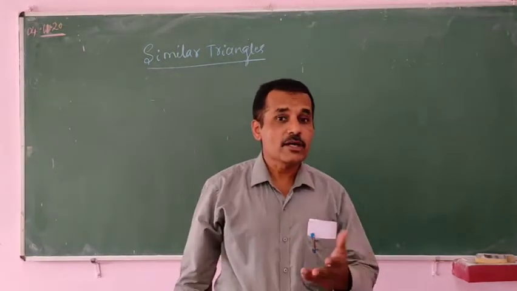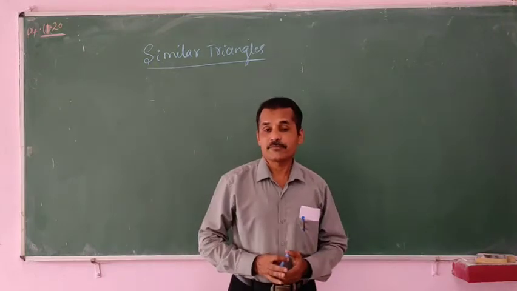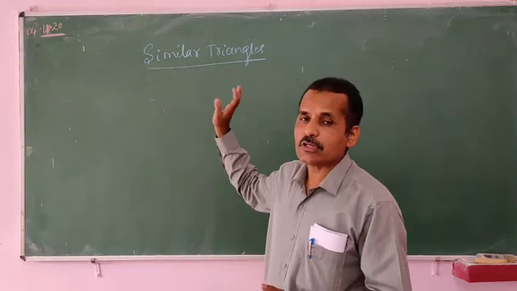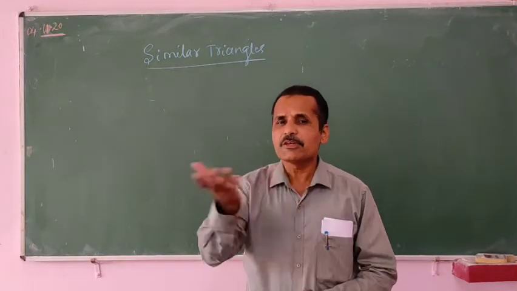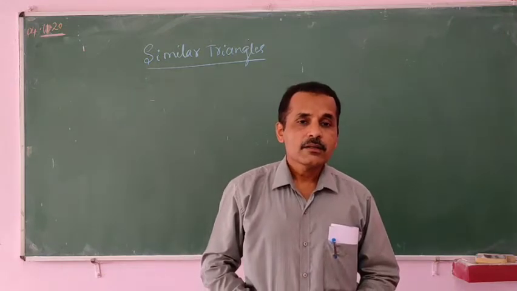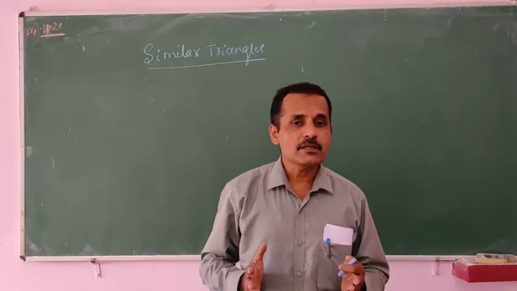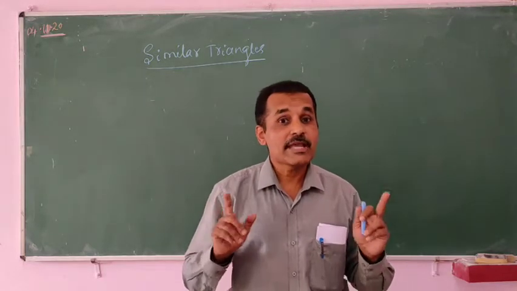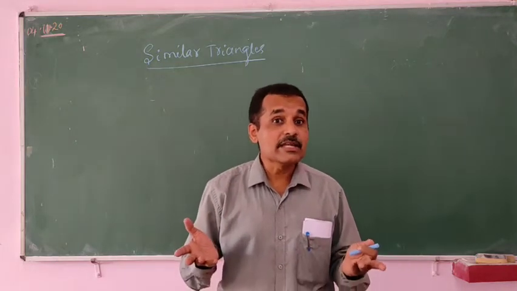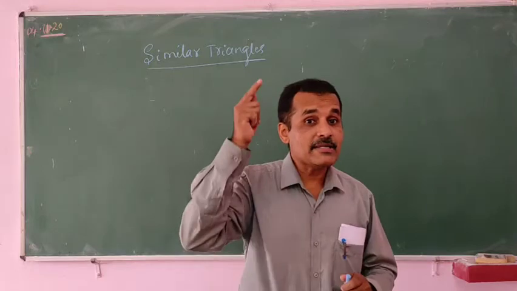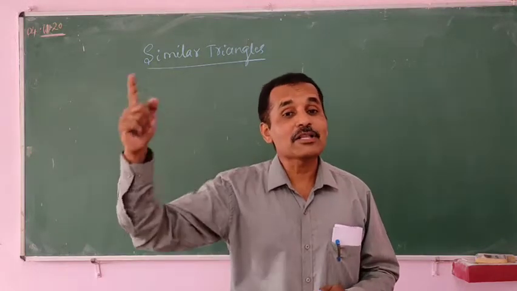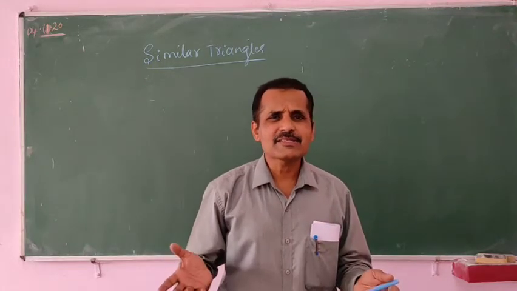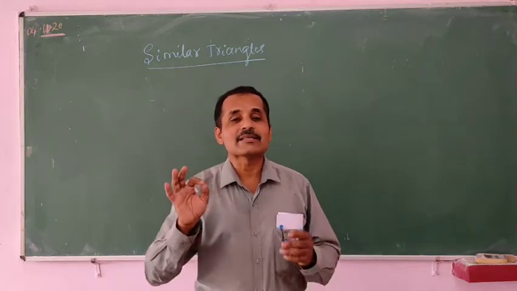What are similar triangles and how do they differ from congruent ones? My dear children, we can say like this: I am coming to similar triangles later, but we'll take some different examples first. 2 figures are said to be similar if they have the same shape. Only that much. They have the same shape, but size need not be the same. If shape and size both are the same, then we call them congruent figures. But here they are the same in shape, different in size. We can call them similar figures.